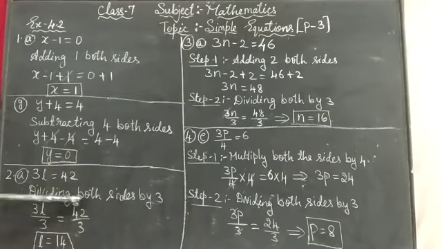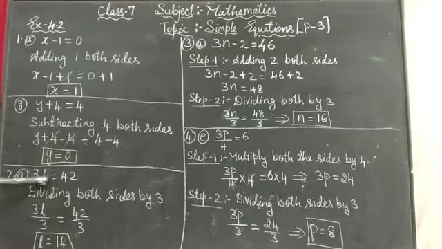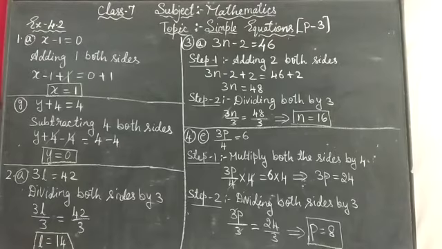So dividing both sides by 3. So what happens? 3L by 3 and 42 by 3. This 3 and 3 will get cancelled. 3 ones are 3. What remains? L. Then 3 fours are 12. So 14 remains. What is the value of variable L? That is equals to 14. This is how we are going to find the value of the variable.